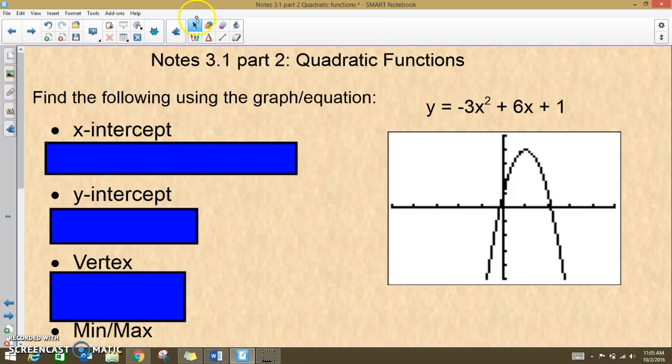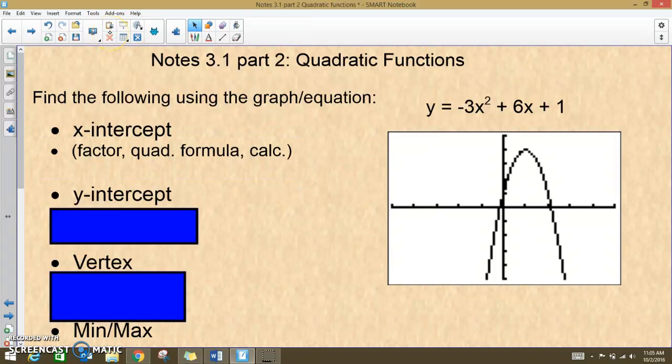So first thing is looking to find our x-intercepts. Either we can use our equation or the graph. Sometimes you can't always see them perfectly on the graph or it doesn't cross neatly. So then we have to figure out how we can find the x-intercepts, and that's what we pretty much focused on last class. We can factor, we can use our quadratic formula, or we could use our calculator.